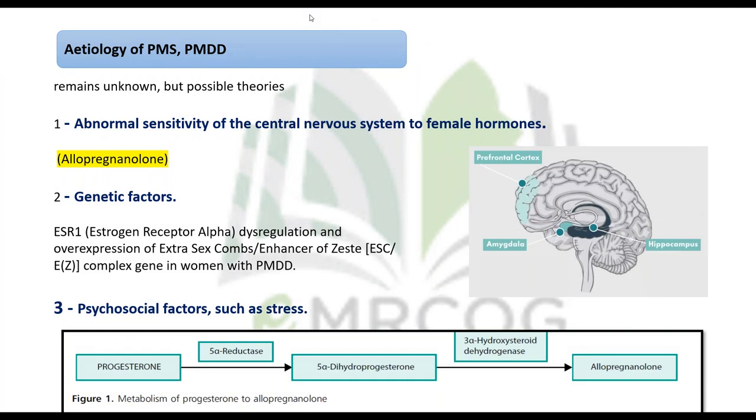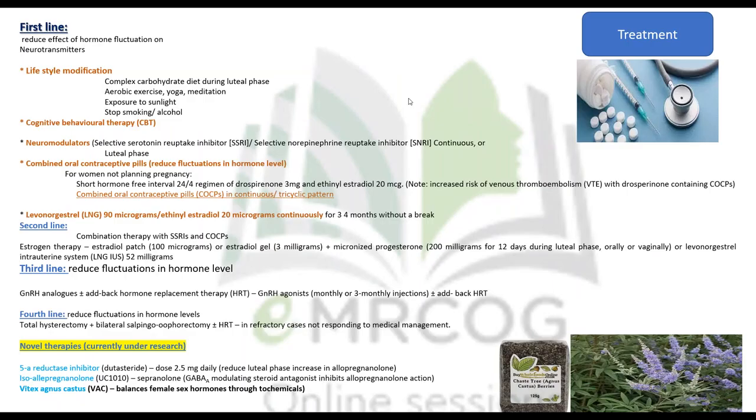However, it's mentioned in the TOG article, mentioned in the chart. So if you are asked about what agent can be used, we have the 5-alpha reductase inhibitor. This is at a dose of 2.5 mg daily, to reduce the luteal phase increase in the allopregnanolone. So this is one of the medications suggested to be the future of treatment of PMS and PMDD.